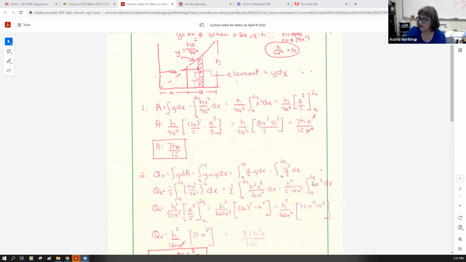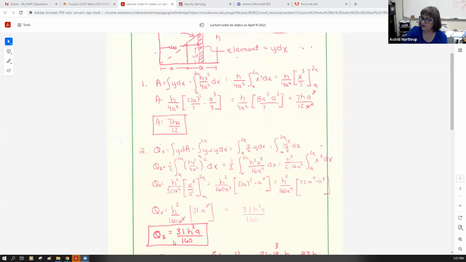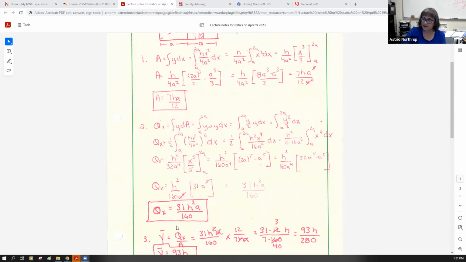So we integrate that from a to 2a, and we go through the work, and we come up with a value of Q sub x equal to 31h squared a over 160. Now, right here, my pen started to die, so it's the same. There's nothing special about this. It's just a different pen.